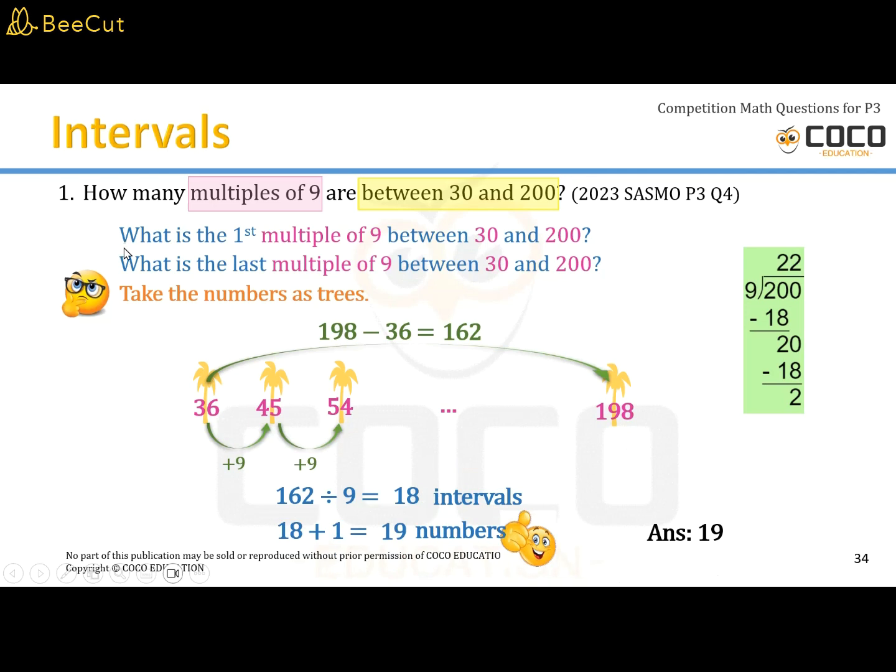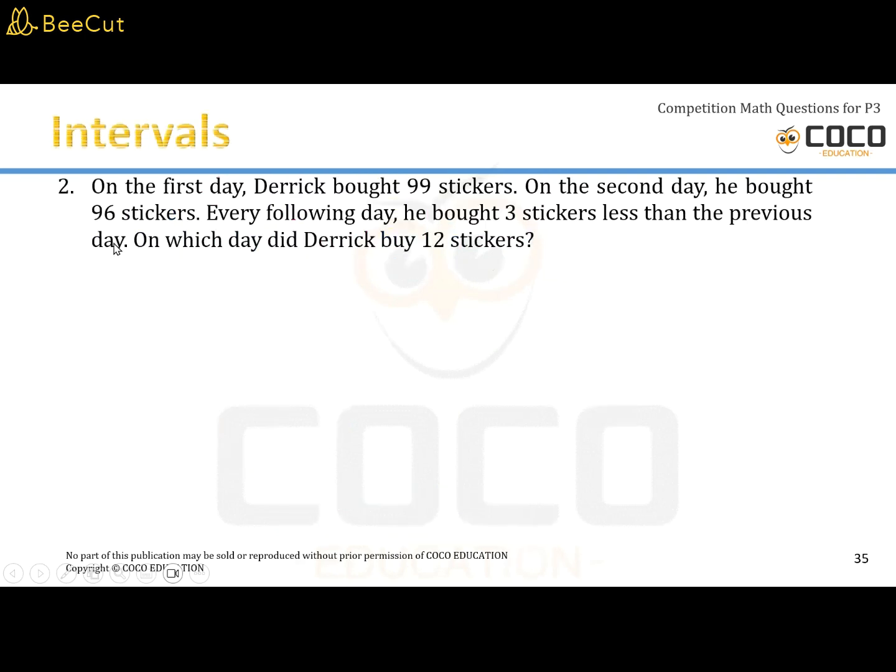Okay, later we will apply the same idea to solve the question once we want to find how many numbers are there. Question number 2. Derek bought 99 stickers on the first day, and then he bought 12 stickers on the last day. Then we know the first number is 99, and the last number is 12. And then how do we build up the number sequence? Every following day, he bought 3 stickers less than the previous day. So every time, just minus 3.